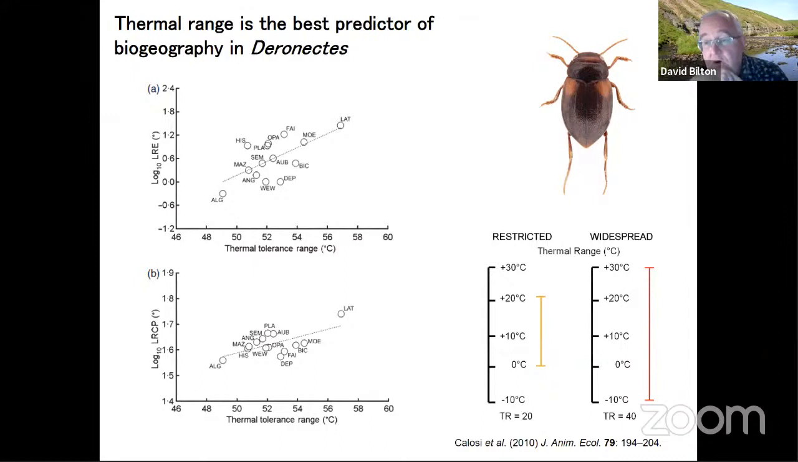At the bottom, we've got latitudinal range central point, so that's how far north or south the whole range is situated. And again, that's related positively to thermal tolerance range.